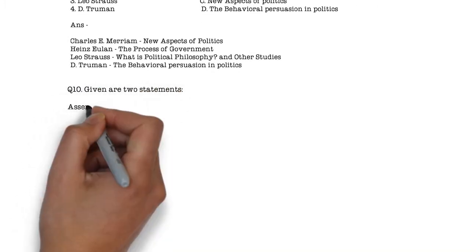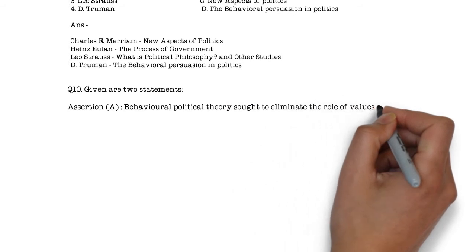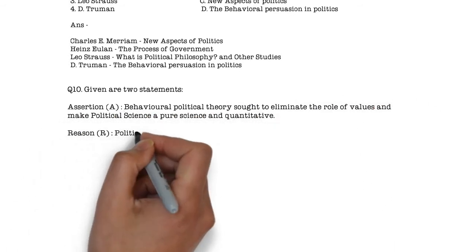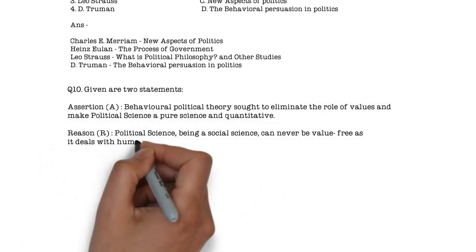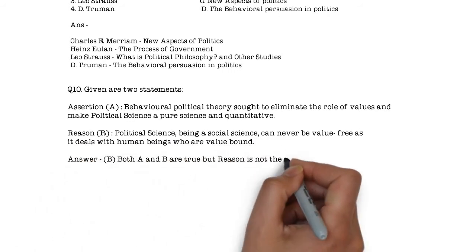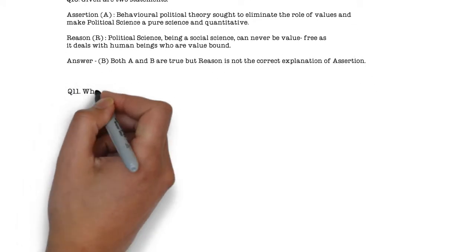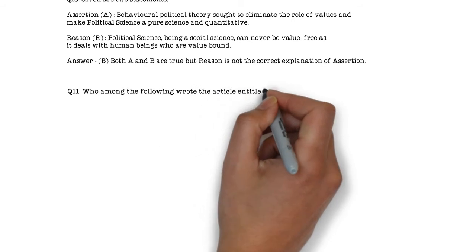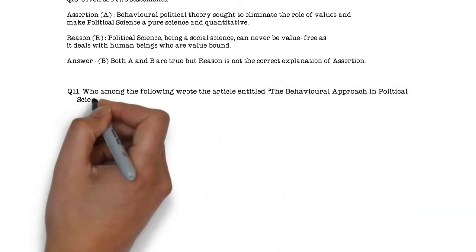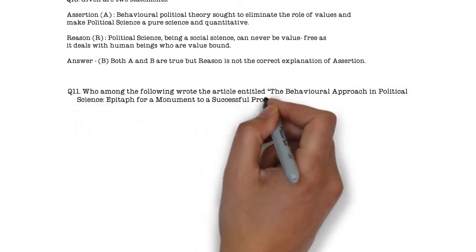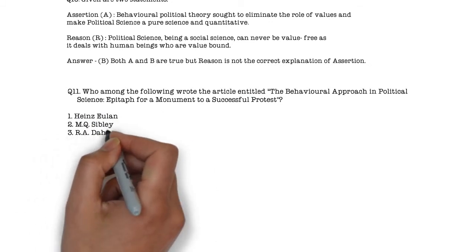Question number 10. Given are two statements. Assertion is behavioral political theory sought to eliminate the role of values and make political science a pure science and quantitative. Reason is political science belongs to a social science, can never be value free, as it deals with human beings who are value bound. So the answer would be both A and B are true, but reason is not the correct explanation of assertion.